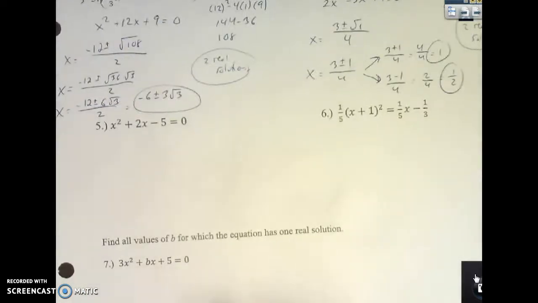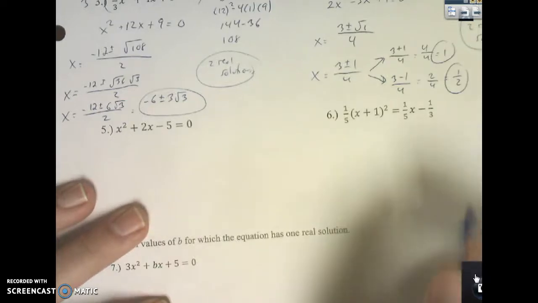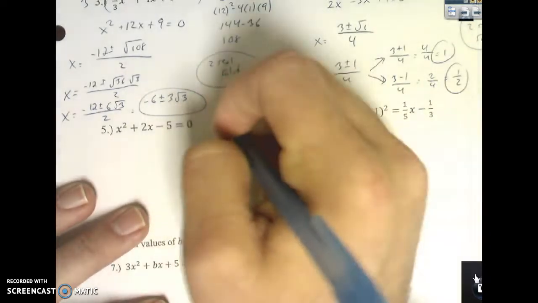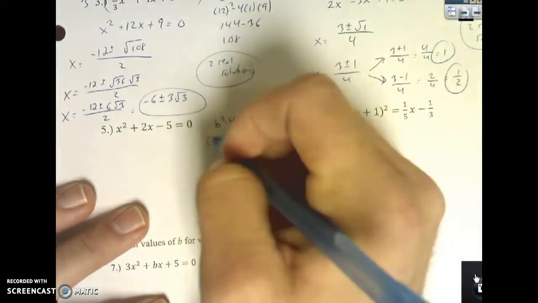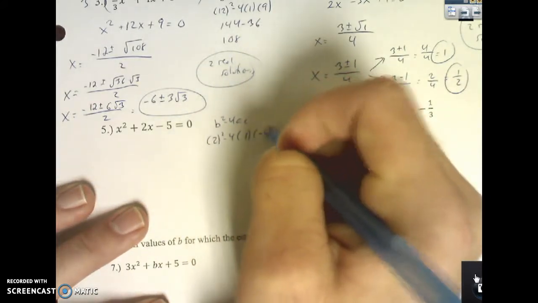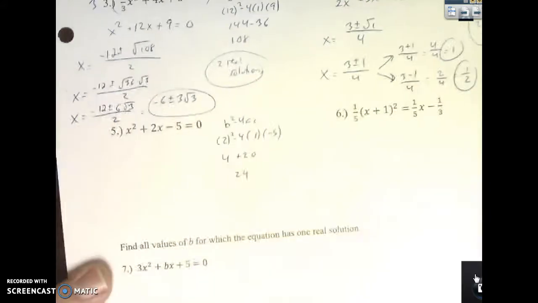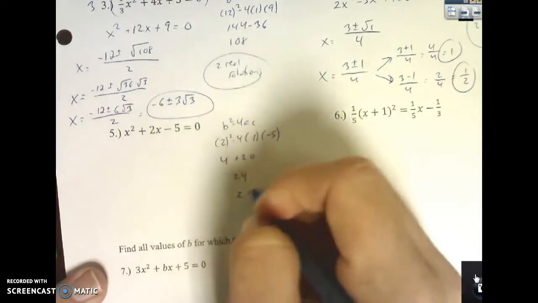Okay, number 5. We're in good shape here because everything's already in standard form for a quadratic. So, much the same. 2 squared minus 4 times 1 times negative 5. 4 plus 20, 24. Okay, so 2 real solutions.